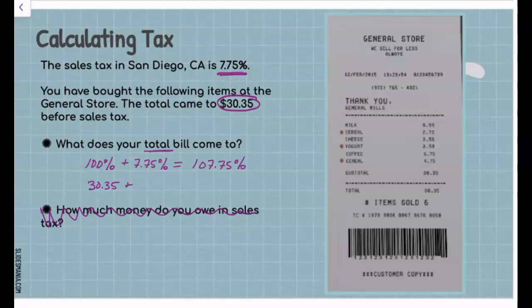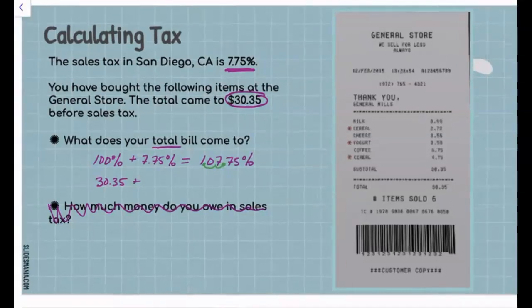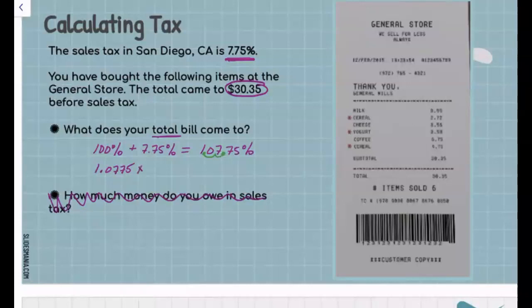So if I look at this 107.75%, here's my decimal point. And to change it into a decimal out of a percent, I divide by 100, or I move my decimal point over 2. So my decimal point now becomes, I'm going to go ahead and erase this, now becomes 1.0775. And I'm going to multiply that by the $30.35. And when I do that, I end up with 30.35 times 1.0775, $32.70.